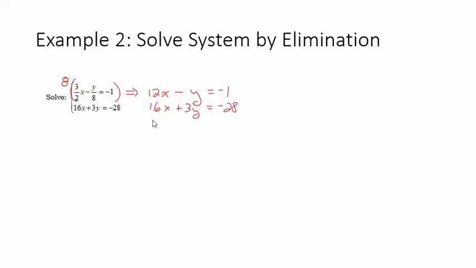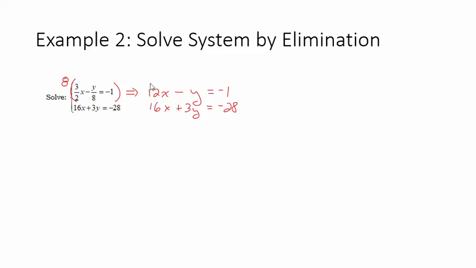Now, what I want to do is add these two equations together and get one of the variables to drop out. So if I want this 3y to drop out, I need a 3 here. This is a little bit tougher. I'd have to find the least common denominator between 12 and 16.